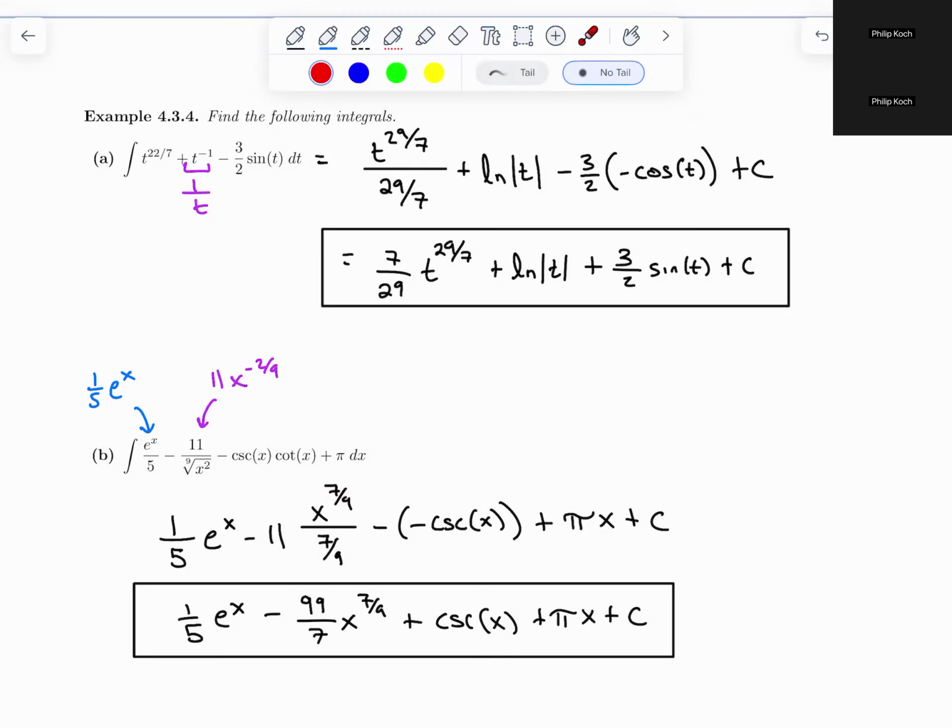What I do every single time is I ask myself, what function do I need to take the derivative of to get sine? The derivative of cosine is negative sine, so I need to counterbalance it with an extra negative. That's how I figure that out.